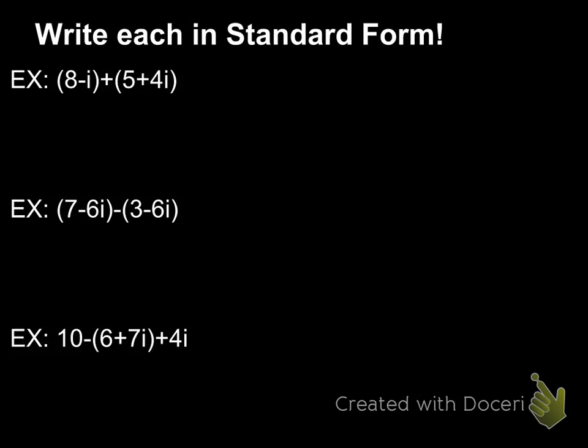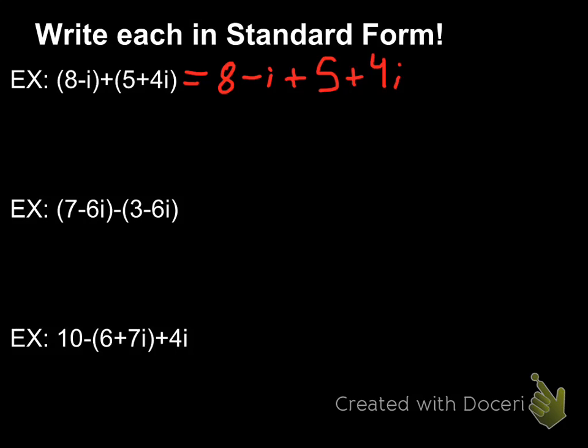Write each in standard form. Well, I've got 8 minus i plus 5 plus 4i. I think that I can rewrite this, if I'm just adding, as 8 minus i plus 5, plus 4i, without changing anything, right? I'm just adding those two things together. So I want you to think about this as combining like terms. Terms that have an i in them are like terms. Terms that don't are just actual numbers.